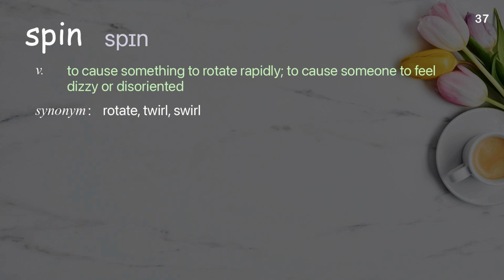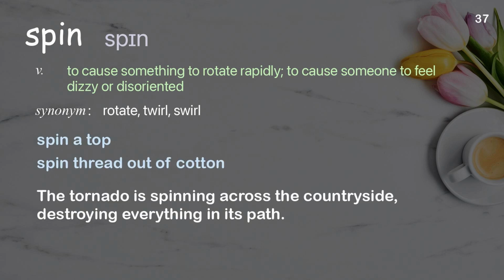Spin. To cause something to rotate rapidly, to cause someone to feel dizzy or disoriented. Examples: Spin a top. Spin thread out of cotton. The tornado is spinning across the countryside, destroying everything in its path.